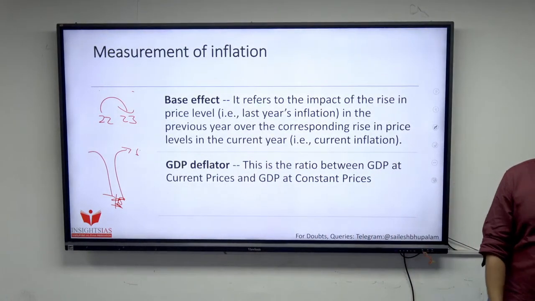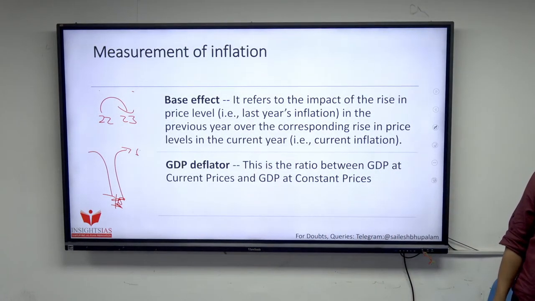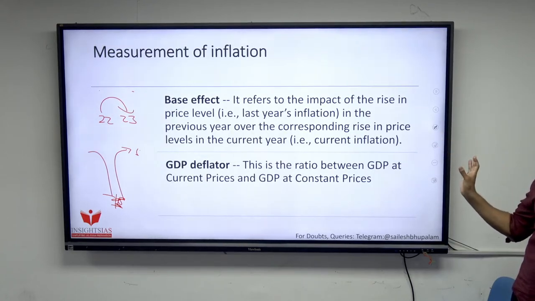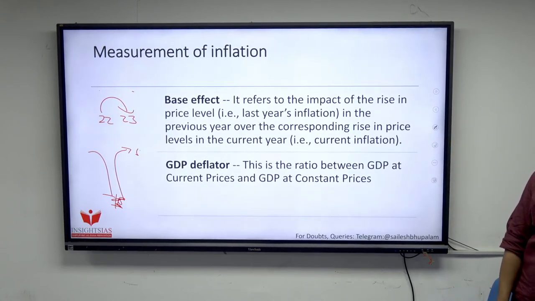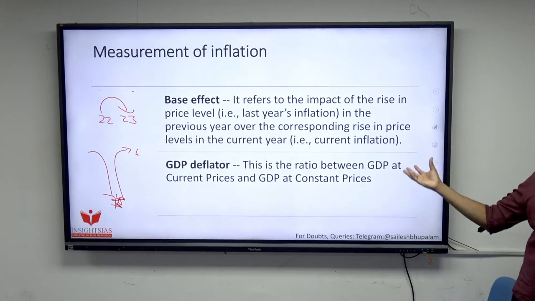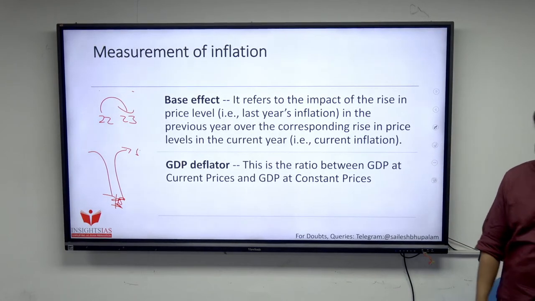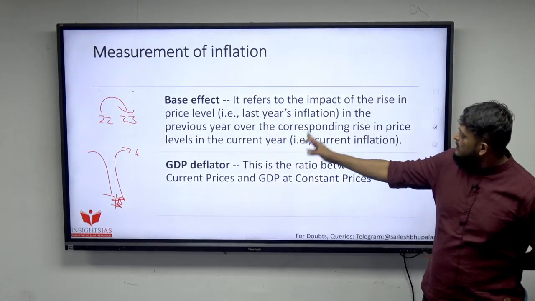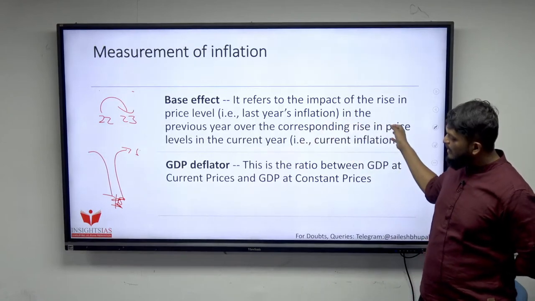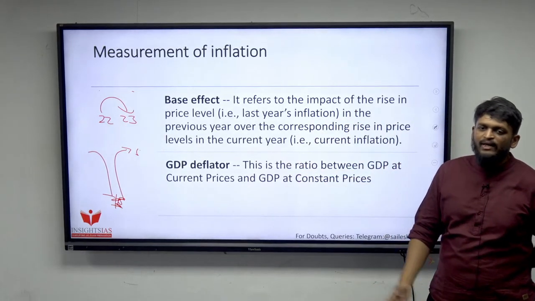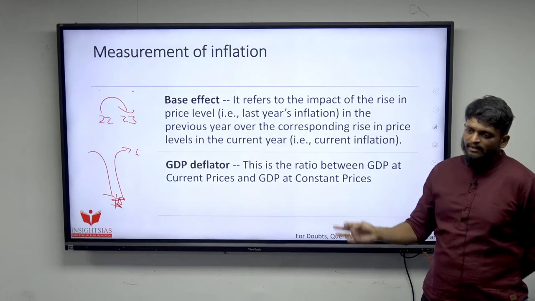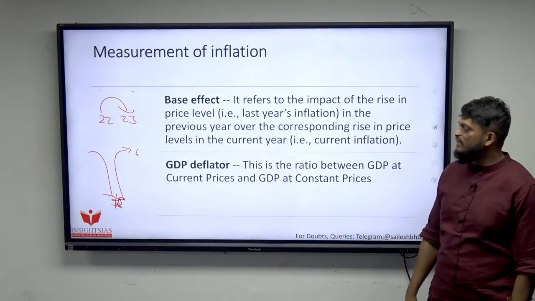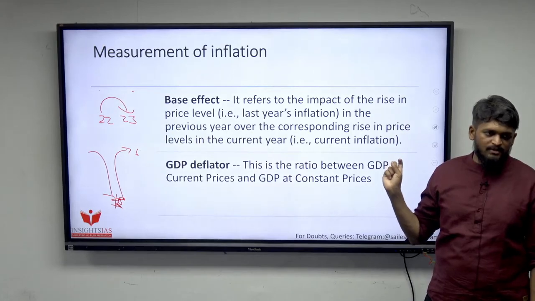And why do we use base effect? We use base effect to identify whether our interpretation is correct or it is happening because of base effect. Eliminate the possibility that it is happening because of this sort of calculation error, or some sort of comparison problem. You understood this? This is the meaning. It refers to the impact of rise in price level in the previous year on the corresponding rise in price level in the current year. Because we are doing comparison from previous year to current year, it creates this sort of problem of comparison. That is what we call base effect.